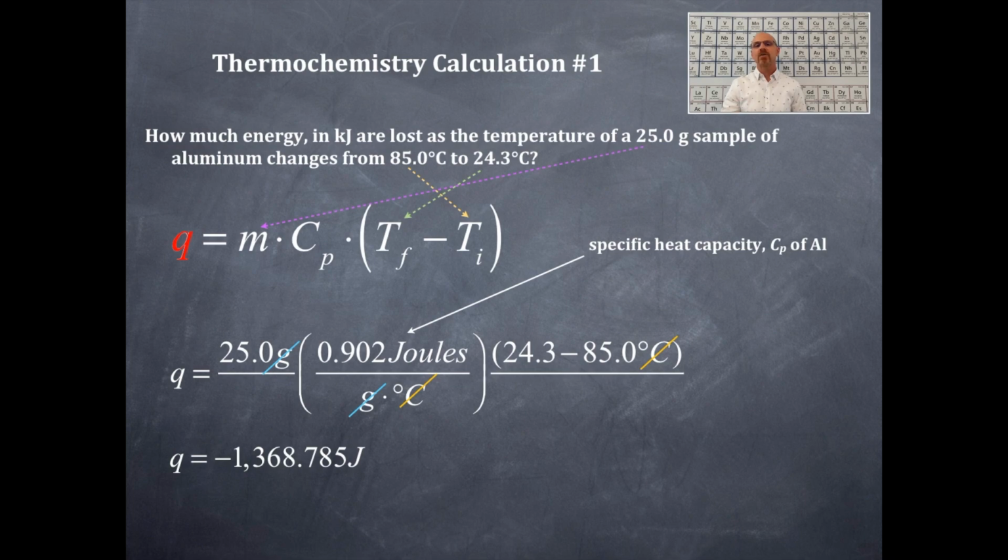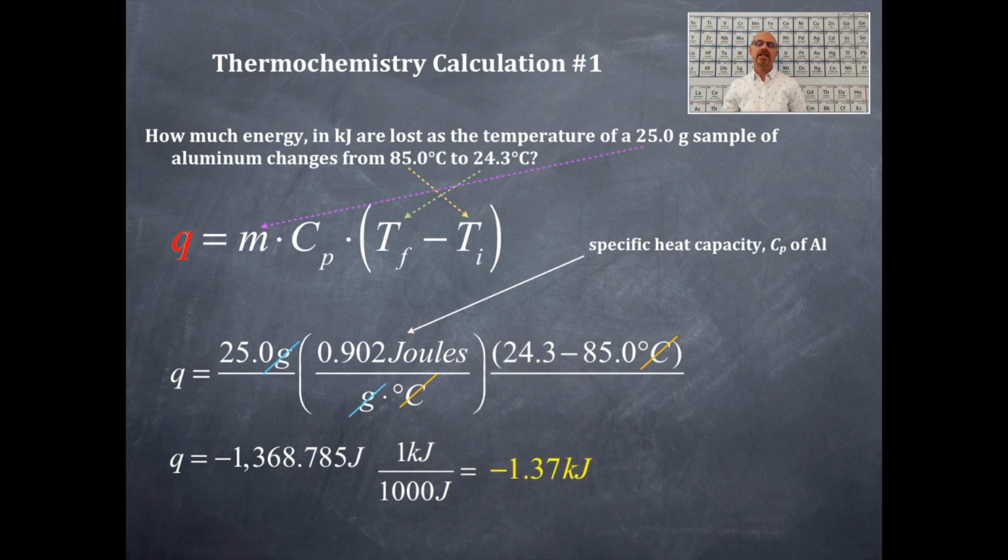Now I'm going to reread the question and say, what is the question asking for? It says, how much energy in kilojoules? Well, my answer right now here is in joules. So I need to convert these joules into kilojoules. So this is the conversion from joules to kilojoules. So this is an infinite number of significant figures for the 1 kilojoule and the 1,000 joules, because this is a definition. And now this is the number that I get, negative 1.37 kilojoules.